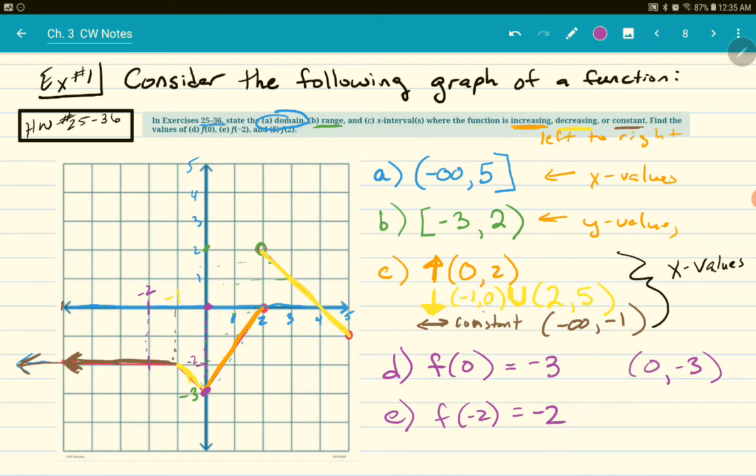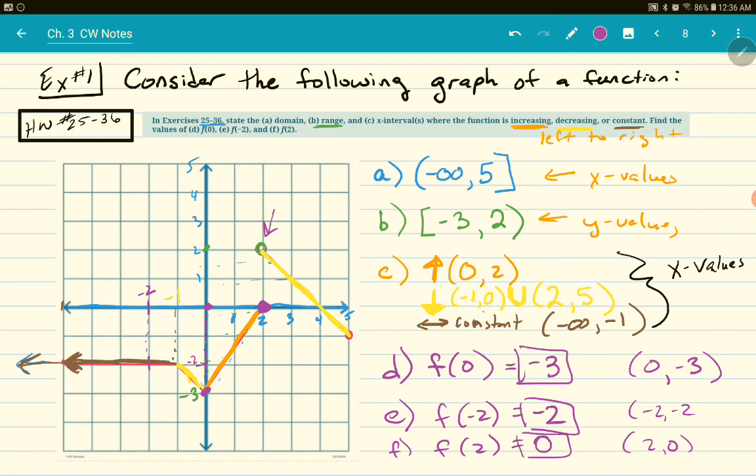And f is finding f of 2, so that means plugging in 2 for x, which is right here, and that closed dot is right there on the x-axis. Remember, it's an open dot over here. When I plug in a 2, my output, the y value, is 0. That corresponds to the point (2, 0). So these are the answers. All right, so that is my example for 25 through 36.